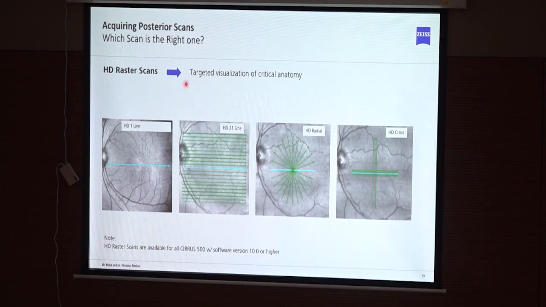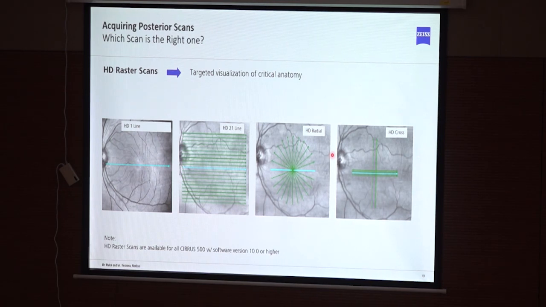After the macular cube there are other scans, the HD scans. HD is basically high definition, so you will see a better resolution of the image. This one is the HD 1 line, then HD 21 line. HD 21 line covers more area as compared to one line. Then HD radial will help you in a case of foveal disease.